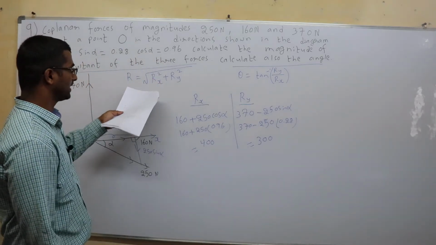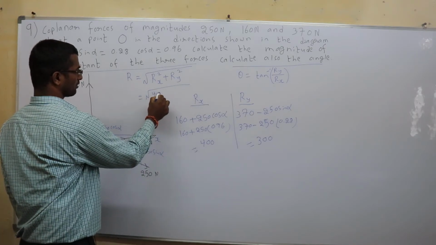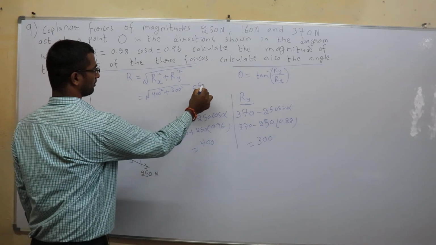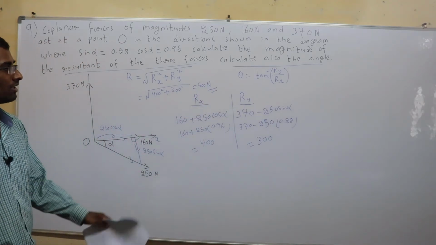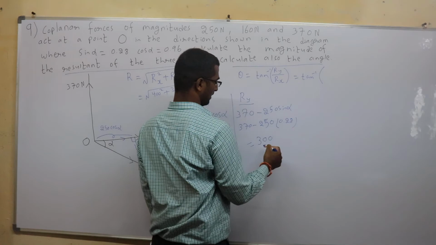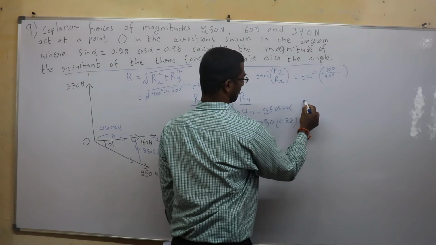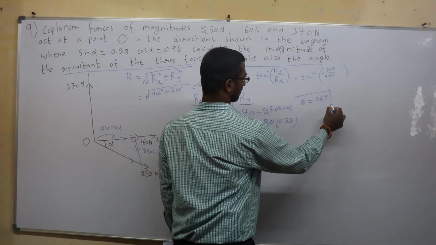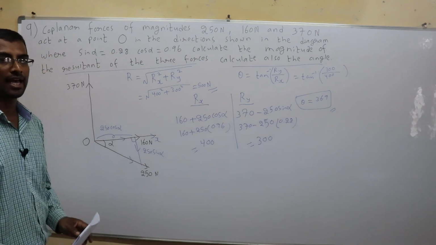Okay. Now this resultant is nothing but square root of Rx, so 400 square plus Ry 300, which will give you 500 exactly. That is your R, the resultant. Now the angle, how do you get? Tan inverse Ry 300 by Rx 400. So your theta, if you put it in the calculator, you get 36.9 degrees, which is the resultant angle. Am I clear?